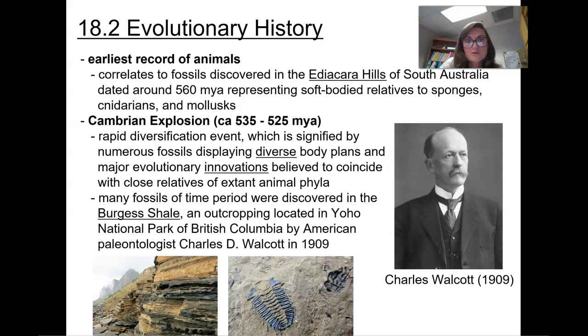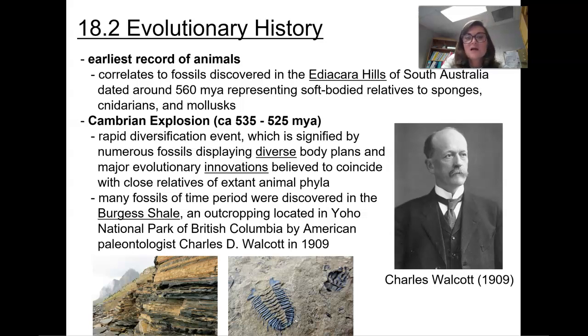Then we're going to head into what's known as the Cambrian explosion. Cambrian, of course, we're going to be talking about the skull, the head, the brain area. This is from around 535 to 525 million years ago. During this time, we have rapid diversification events, signified by numerous fossils that display diverse bodies. With those, we have a major evolutionary innovation that was believed to coincide with the close relatives of the extant animal phyla. Extinct means it's no longer here, but extant means that it is still living. So you do need to know the difference between those two terms.